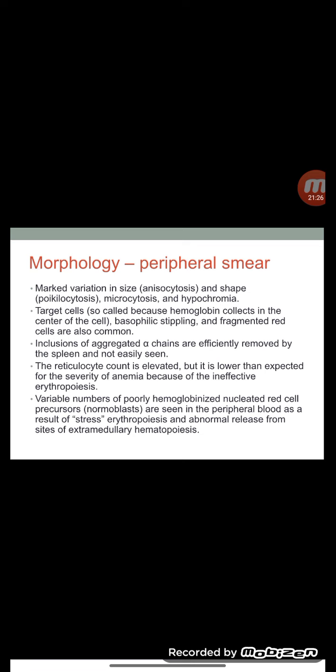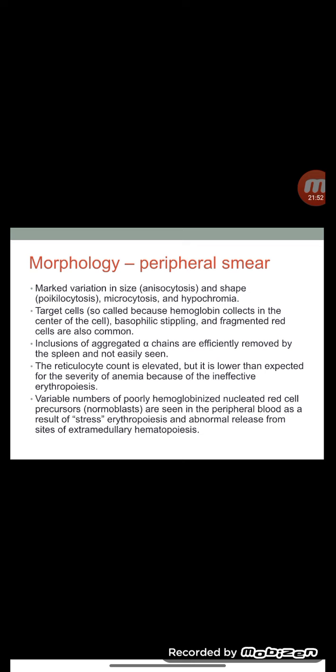So here is the peripheral smear morphology. This is very important for you. You should remember marked variation in size, which is called anisocytosis, and shape, poikilocytosis, microcytosis, and hypochromia, and target cells, so called because the hemoglobin collects in the center of the cell. Basophilic stippling and fragmented red cells are also common.